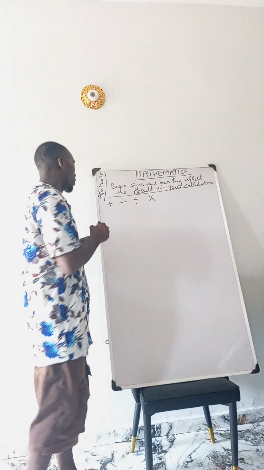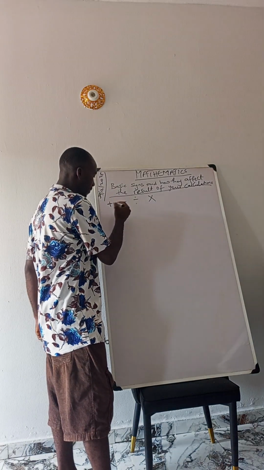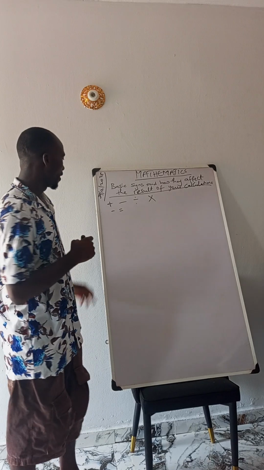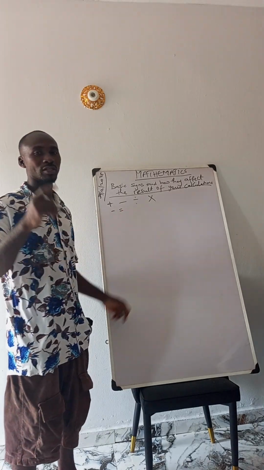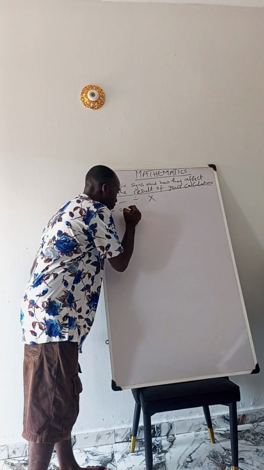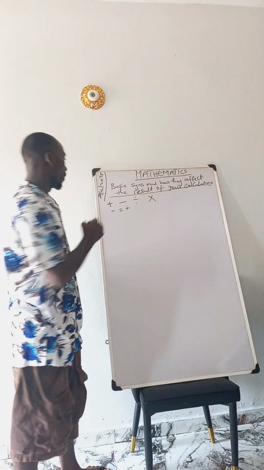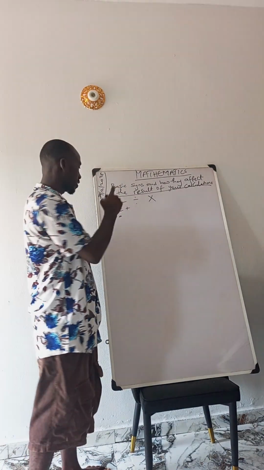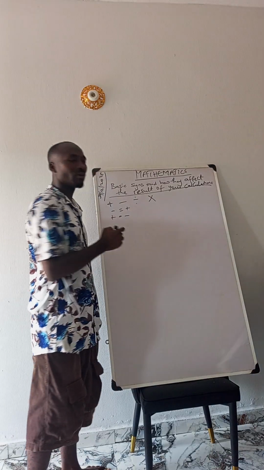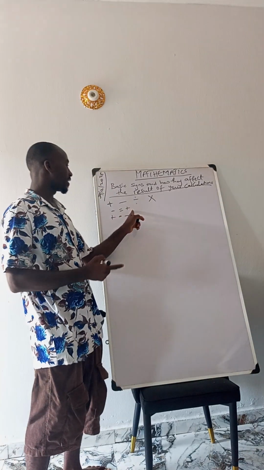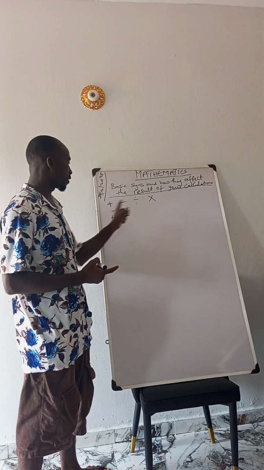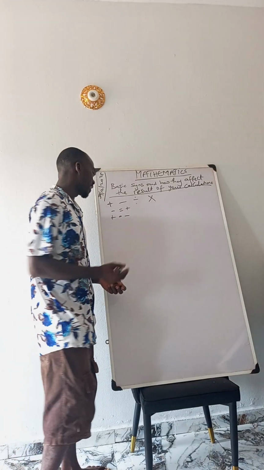For example, when we have a negative sign crossing an equal to sign, it definitely must change to a positive sign. When a positive sign crosses an equal to sign, it will definitely change to a negative sign. Likewise, when a positive sign crosses here, it changes to negative. When a positive crosses to this side, it changes to negative.